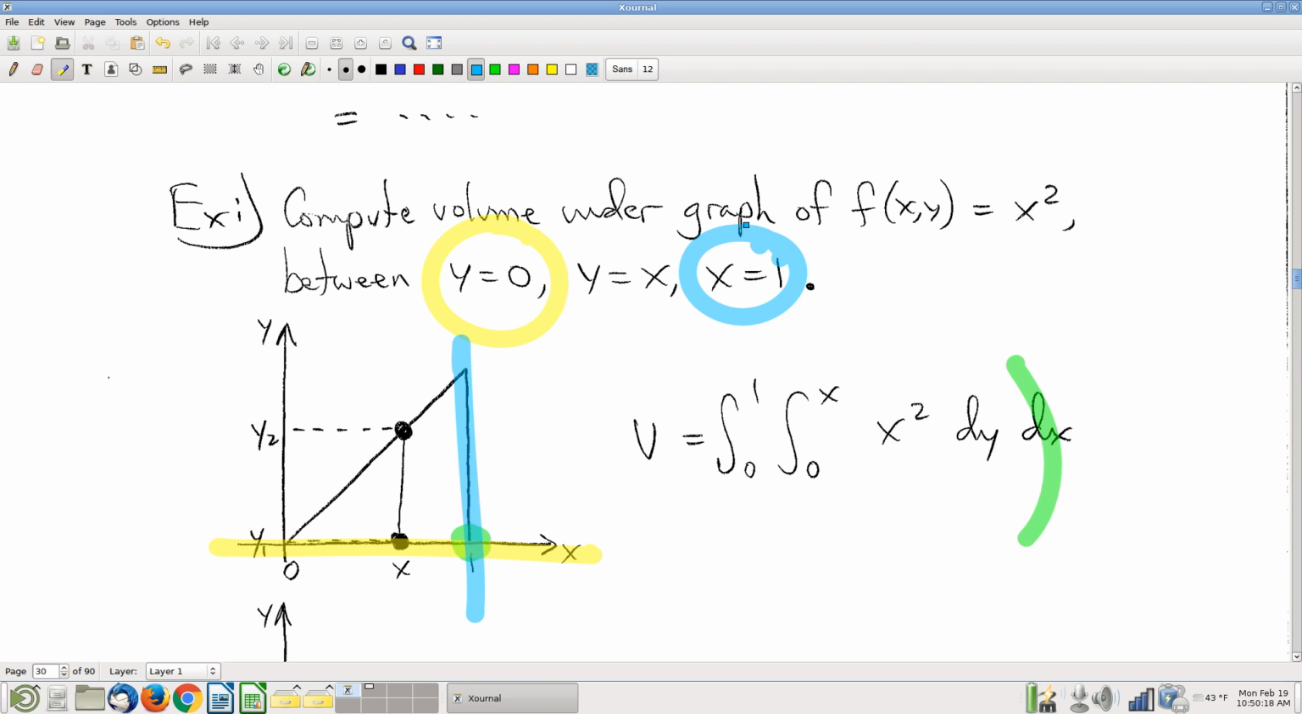And because x is what I want to solve for, it's very convenient to look at that one equation right there. Okay, inner bounds. We're going to fix a value of x.